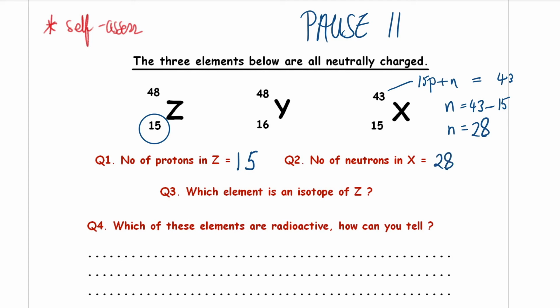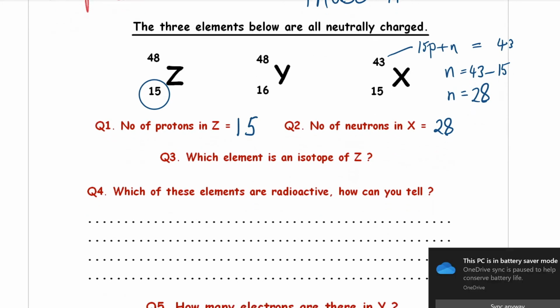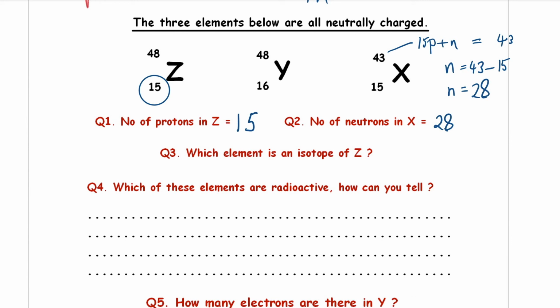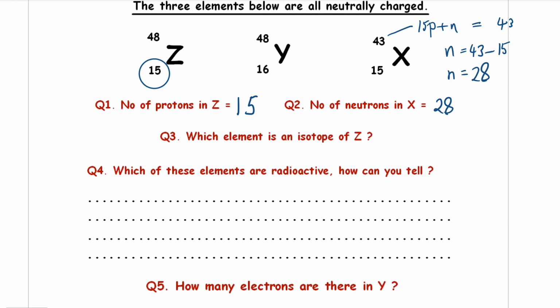Which element is an isotope? Now an isotope, remember, is where we've got that different number of neutrons to protons. Right, question 3. Which element is an isotope of Z? It would have to be X because they've got the same number of protons. Which of these elements are radioactive? How can you tell? Well, remember, if you've got a larger number of neutrons than protons, it's radioactive.